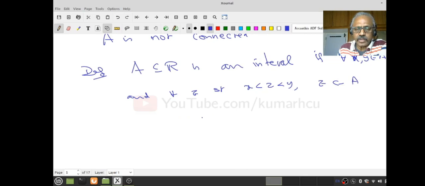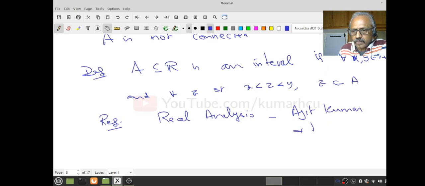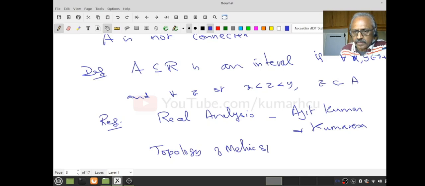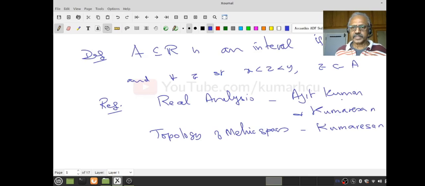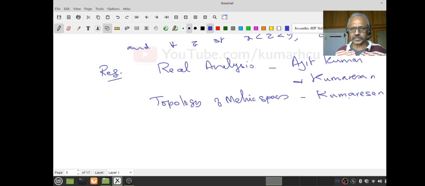Yeah, so with this definition you can find out what the standard intervals are, you can list all of them. You can refer to either a real analysis book, Ajit Kumar and Kumaresan, or you can look into my topology of metric spaces where I proved these things. What do I prove? With this we write down all possible intervals. If it's a finite interval, it must be of the form open a, b, or closed a, b, open at a, closed at b, or closed at a, open at b. And if it's an infinite interval, it should be something like minus infinity to a, or a to infinity, with a closed or open. You understand? These are all the possible intervals. Okay, pause, review, proceed.